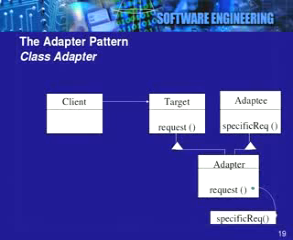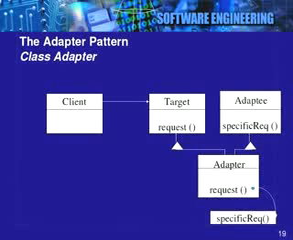Adaptee has a different interface called specific request, and request can be implemented as a call to specific request if you use multiple inheritance here. So this is called class adapter. You are adapting a given class to another class.